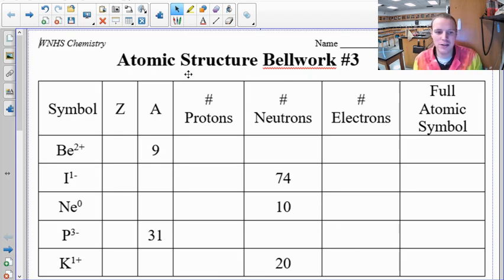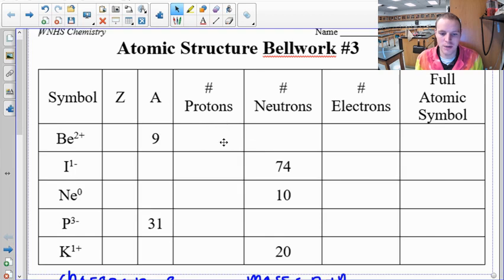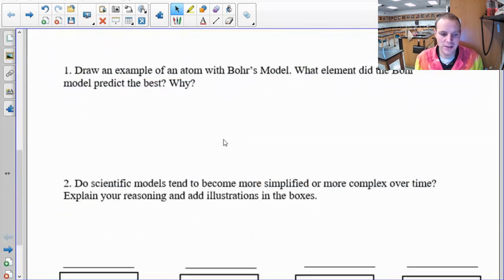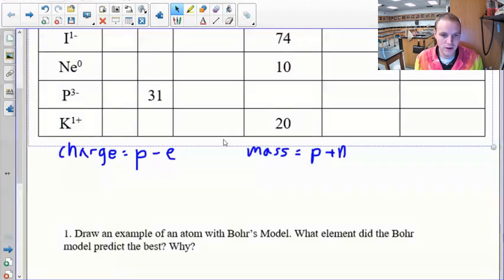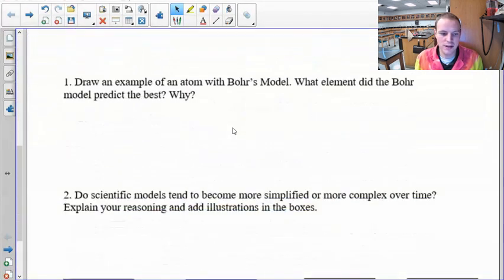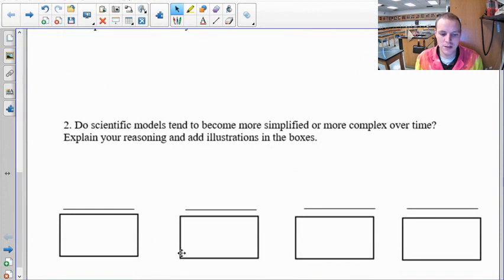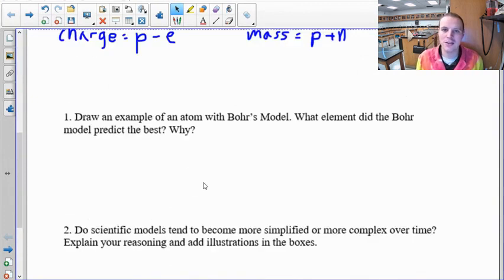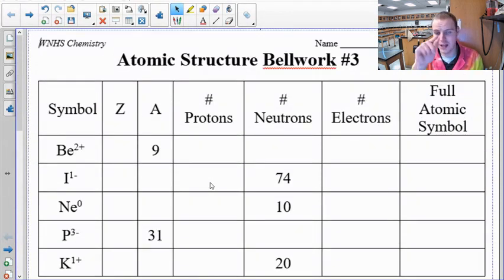We're going to start today by doing atomic structure bellwork number 3. It has a chart up here, and it's also got a back to it. I want you guys to do this top chart and also answer these couple of questions and give me some good drawings about atom models that we've seen already. So hit pause right now and work on this bellwork, and then I'll go over a couple of select problems.